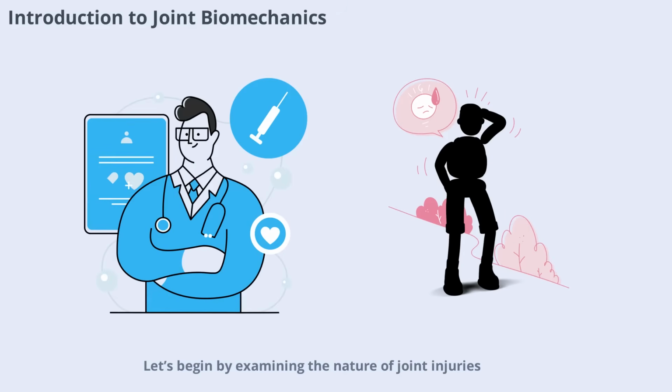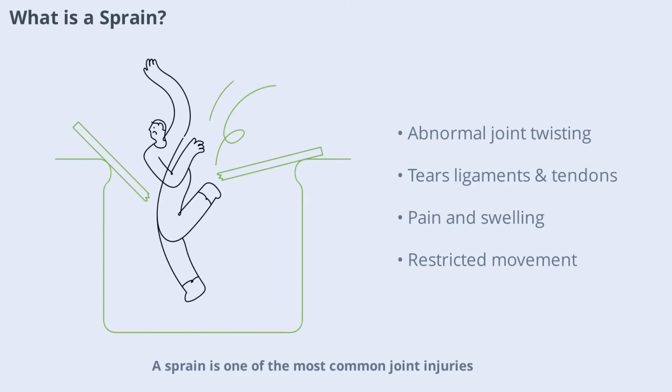Let's begin by examining the nature of joint injuries and why they matter in our daily lives and activities. A sprain is one of the most common joint injuries, often resulting from an abnormal displacement or twisting of the bones that form a joint. This sudden movement can tear ligaments, tendons, and other connective tissues that cross the joint. People who experience a sprain typically report pain, swelling, and a noticeable restriction in their range of motion. Sprains can happen during sports, daily activities, or even a simple misstep. Recognizing the symptoms early and seeking appropriate care is vital for recovery and to prevent further complications.